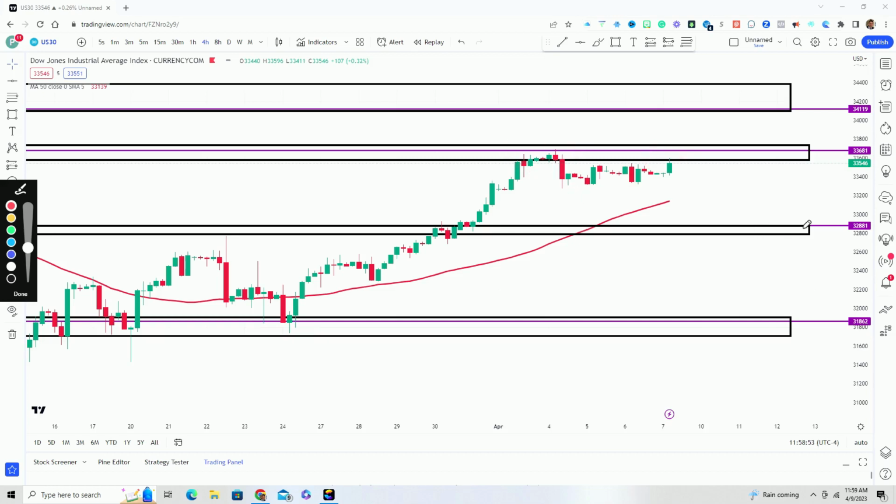So the scenario play, and I'll drop down to the 15-minute time frame in just a little bit, was if we get another rejection here, we look to sell this back down towards this 50-day moving average.